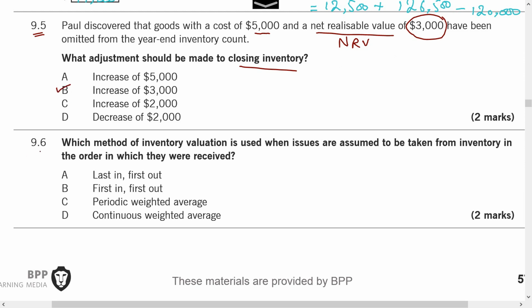Further we have question number 6. Which method of inventory valuation is used when issues are assumed to be taken from the inventory in the order in which they were received? So basically here they are talking about FIFO method. For example, the first inventory we have received or purchased will be out first.